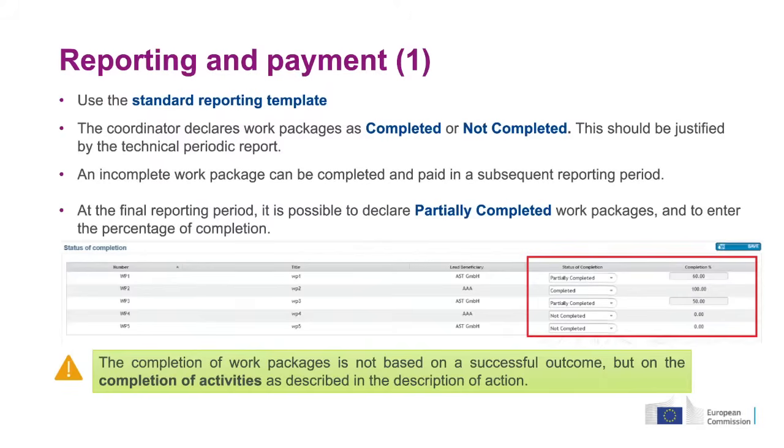And of course, your technical report should clarify why you believe they are complete, and this should be clear for any experts or project officers who check this report. You cannot, at interim stage, as I mentioned, report an incomplete work package. If it's incomplete, wait and report it at the end of the next reporting period. Only at the end is there the possibility to have a partially completed work package.